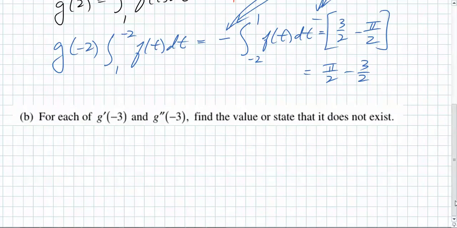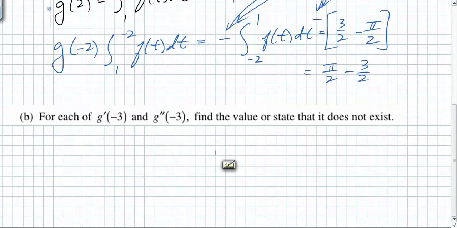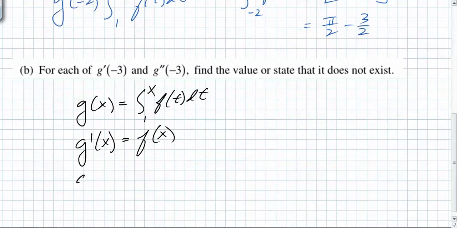For each of them, find the value or state that it doesn't exist, right? Well, what is g? G of x is what? Do you remember? It's the integral from 1 to x of f of t dt. So what is g prime of x equal to? No, f of x. What is g double prime of x? f prime of x.